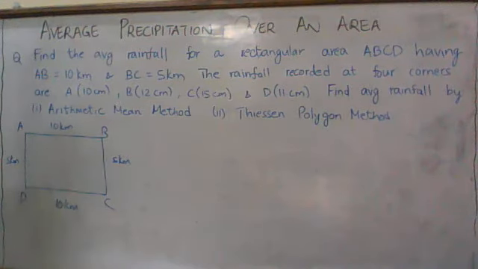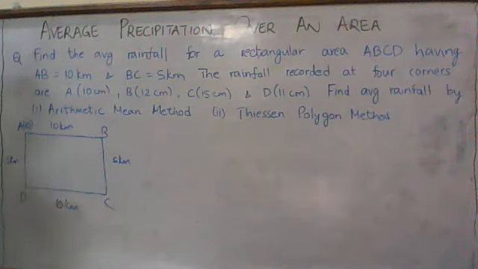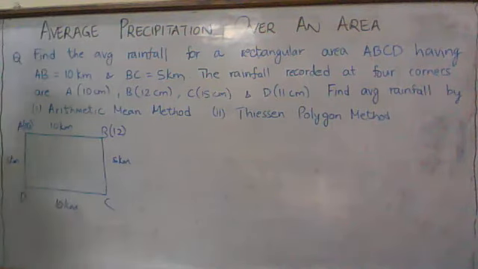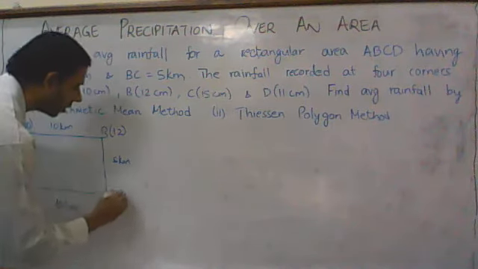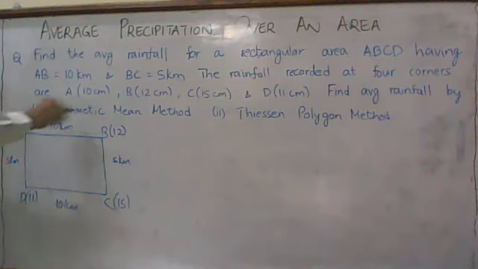Now, what is mentioned in the problem? The rainfall recorded at four corners A, B, C, D. At A it is 10 centimeter. At B it is 12 centimeter. At C it is 15 centimeter. And at D 11 centimeter. Okay, all rainfall values are in centimeters. So what you have to find? You have to find the average rainfall by arithmetic mean method.